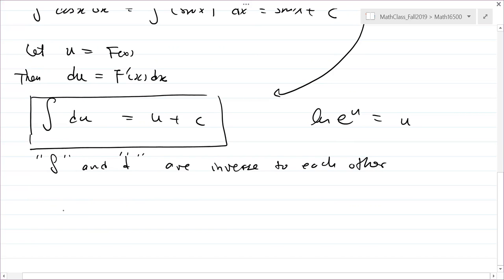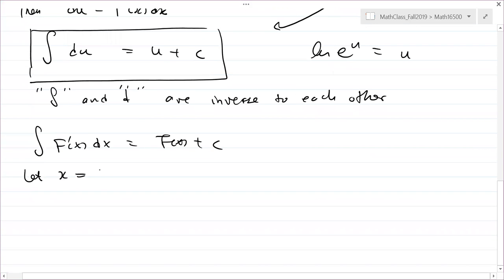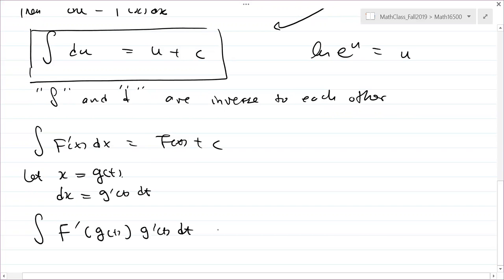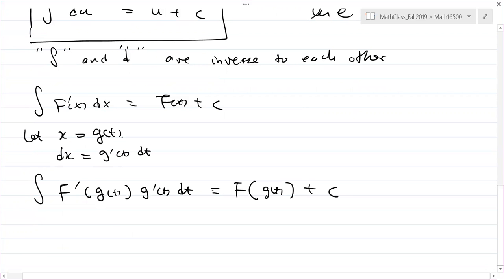Now let's go back to this, right? The integral of F prime x dx equals F of x, right? So I'm going to let x be g of t. Then what happens? Well, dx is g prime t dt, right? So I put it into the formula. So I get the integral of F prime g of t times g prime t dt is going to be capital F g of t plus constant. It becomes more complicated, right? Got it?